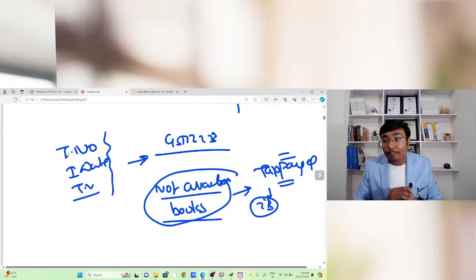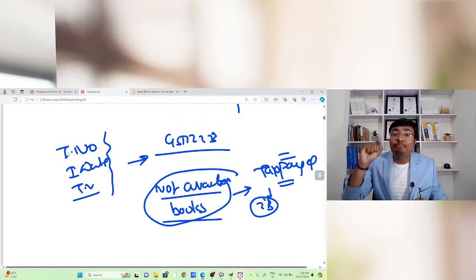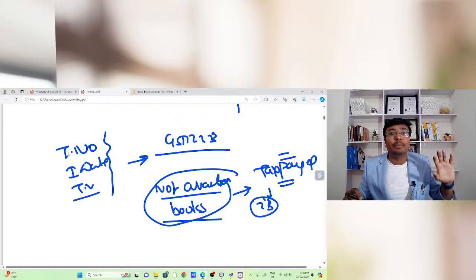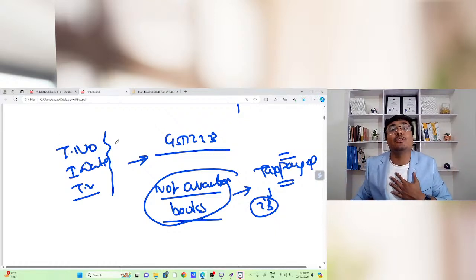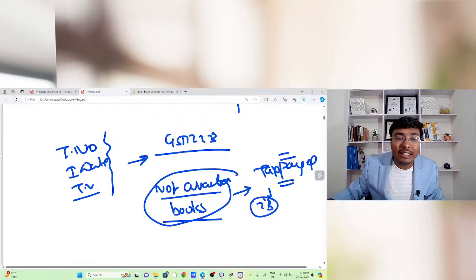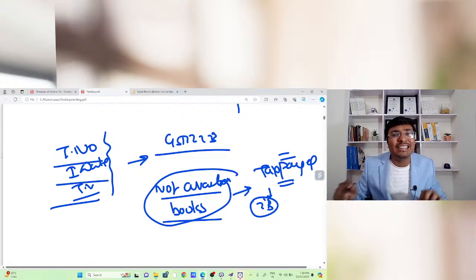Now the biggest problem is that many people are facing that particular issue, and we are also facing the same issue in our office, that how we can reconcile the invoice number, invoice date, taxable value.